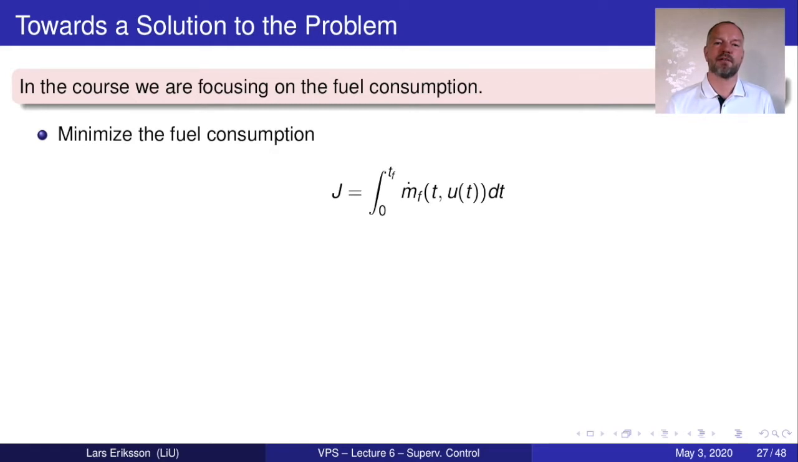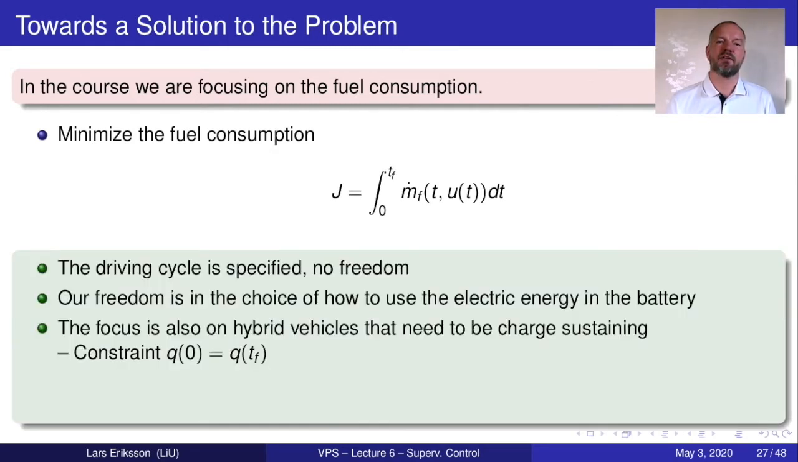So we're minimizing the fuel consumption, and the driving cycle is specified, so we have no freedom to do anything. Our freedom is in the choice of how to use the electric energy that we have in the battery. The focus is also on hybrid vehicles that need to be charge sustaining. So we have a constraint that the final charge should be the same as the initial charge. We will later look at plug-in hybrid electric vehicles where we will have a different constraint. That will be at the end of this lecture.